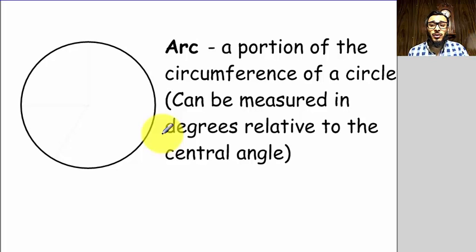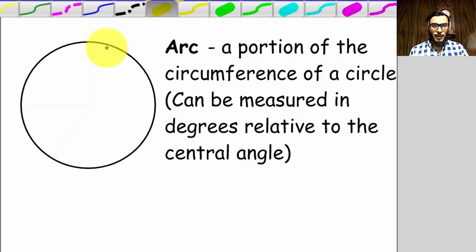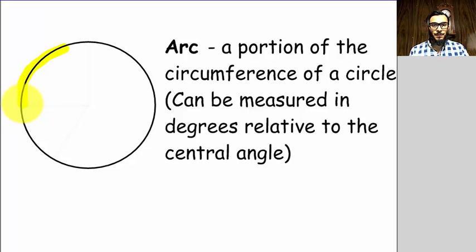An arc is a portion of the circumference of a circle, and it can be measured in degrees relative to the central angle. So let me give you an example of what I mean by an arc. It's a portion of the circumference of the circle. So this highlighted portion of the circumference, remember circumference is all this around the circle, and an arc is just a portion of that circumference.